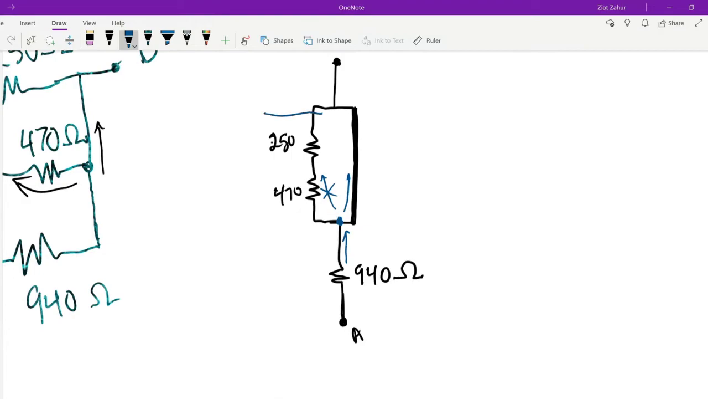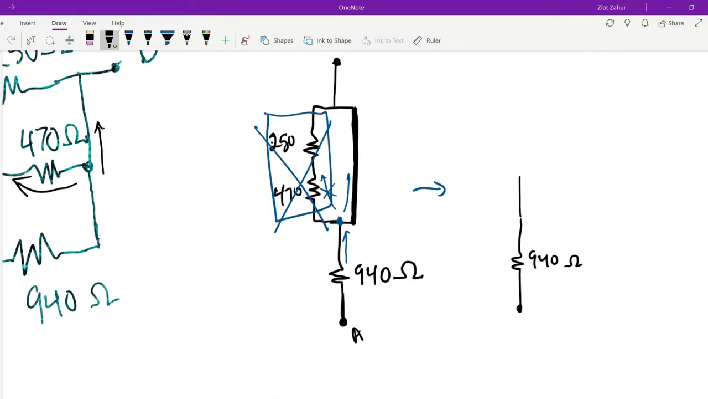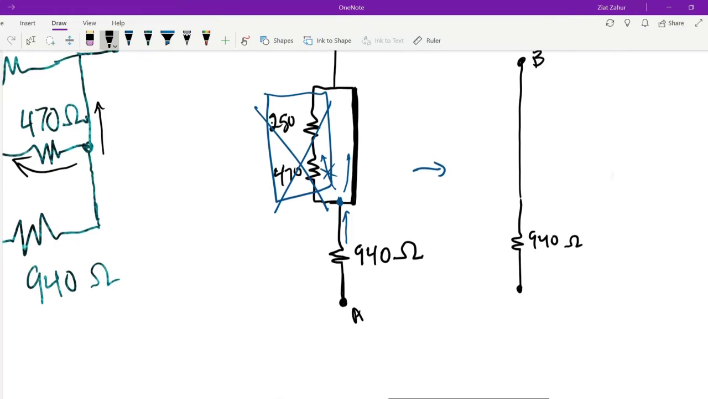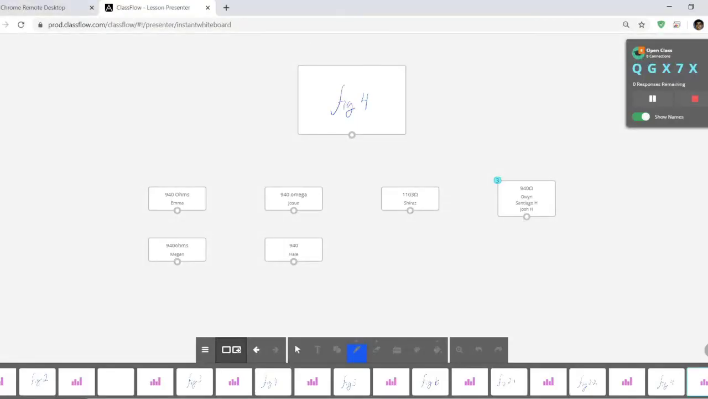So if you short-circuit it, that means these two resistors will receive zero current. In effect, we've reduced it down to just a single resistor. Okay, when you have a short circuit, 100% of your current goes through the short circuit and nothing goes through the other ones. All right. So what is the answer? The answer is 940. All right.